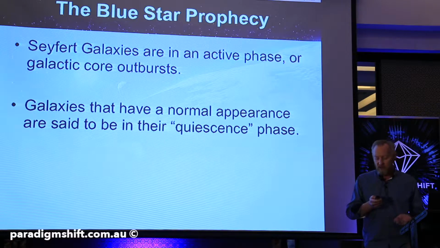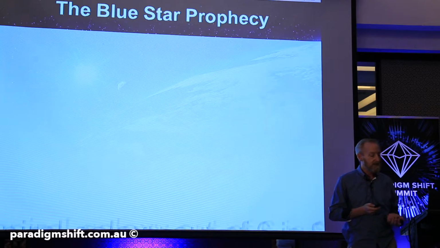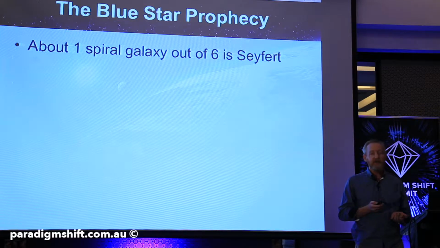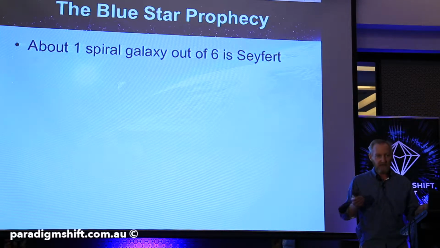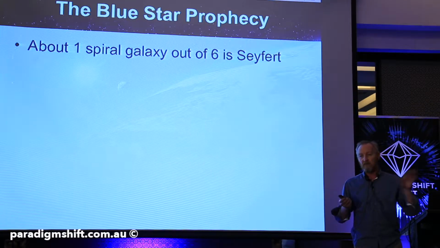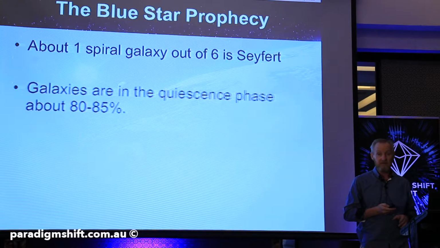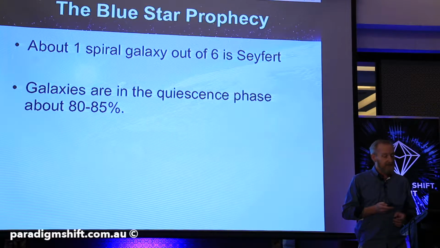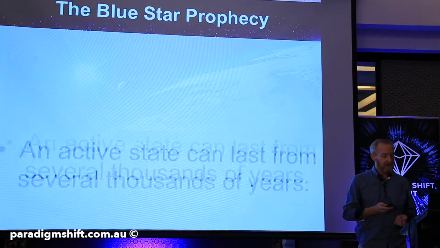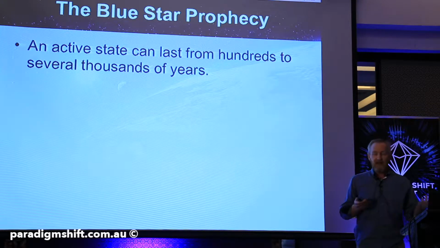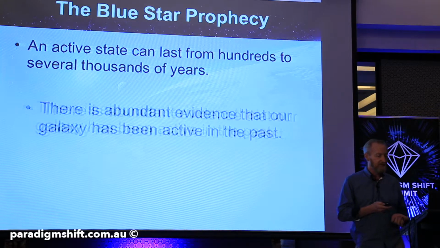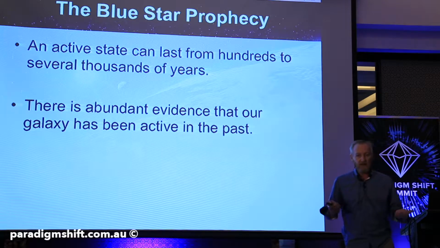And they're normally in their quiescence phase for probably 80% of the time. But 1 in 6 are Cepheid, meaning they've exploded. So NASA knows about this. They study them, right? They've got pictures of them. You can get them on the internet. So yeah, most of the time we're in quiescent phase. And it can last for hundreds or thousands of years, but they're always happening all over the place.